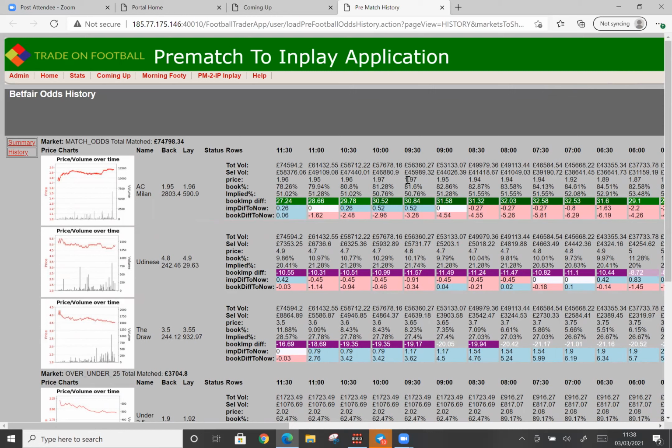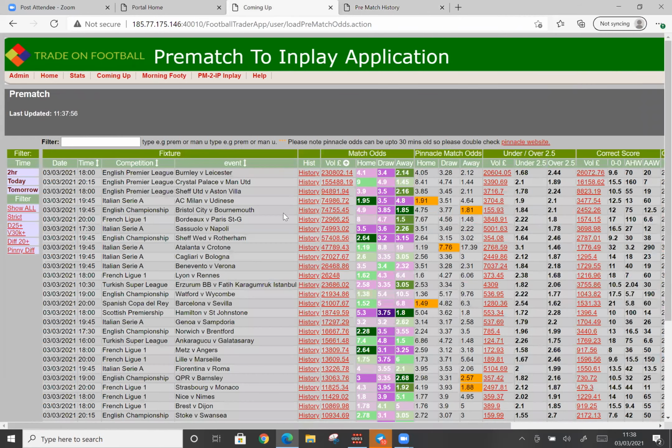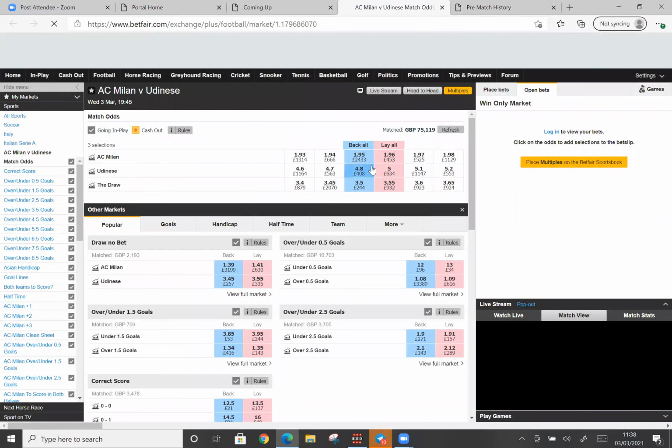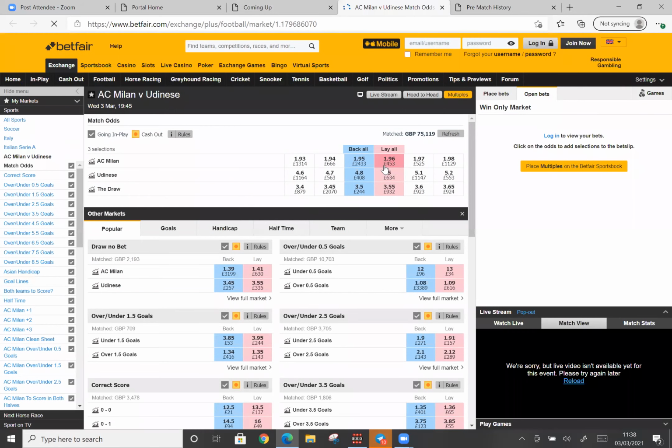As you can see, it's drifted out. So that's probably a resistance point. And that might be worth entering there. So you could enter Milan. Let's have a look here. Yeah, 1.95. You could get on Milan at 1.96. There's still a bit of money holding that up.